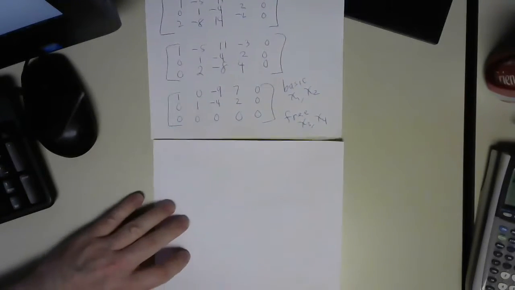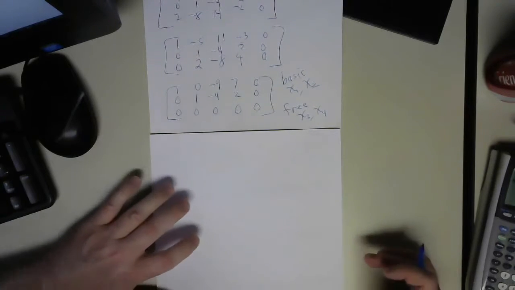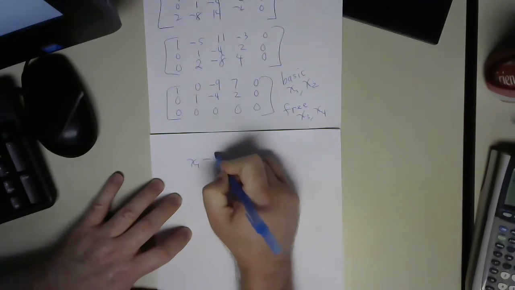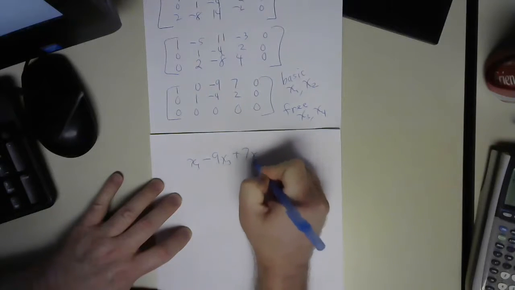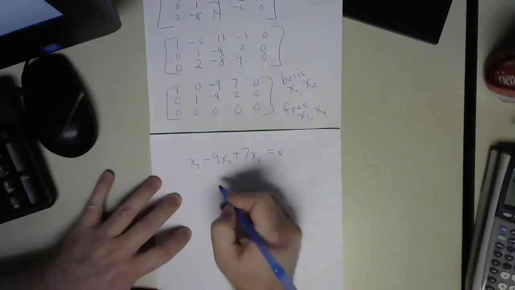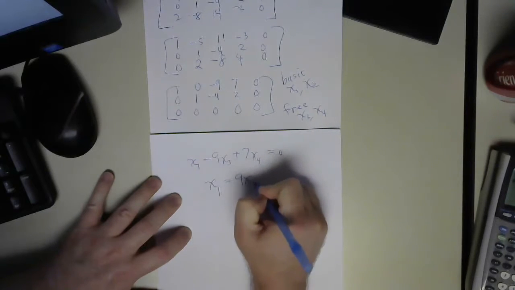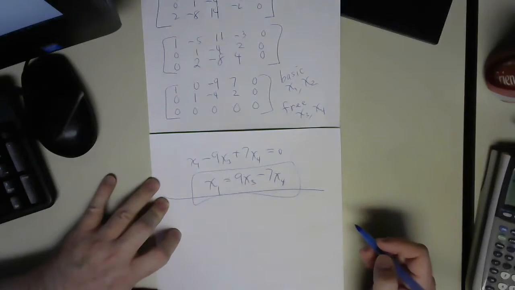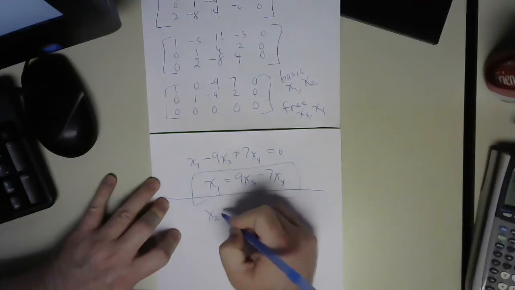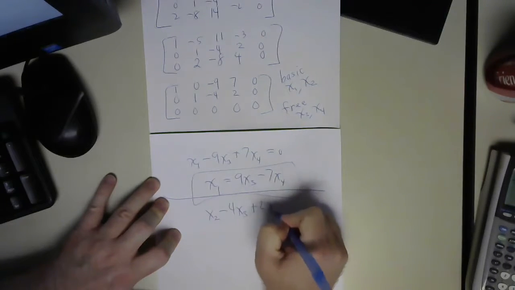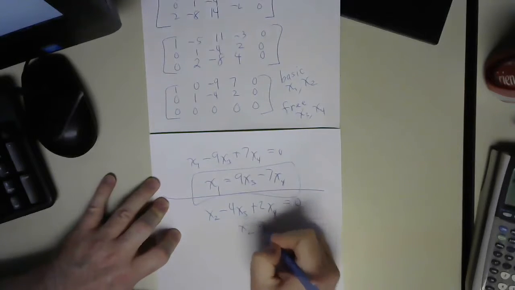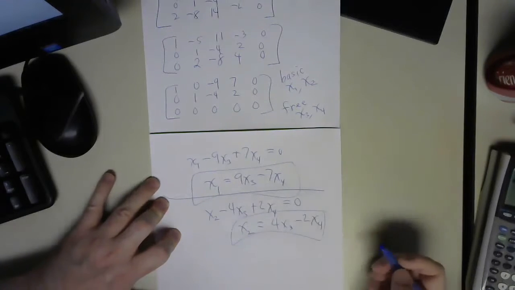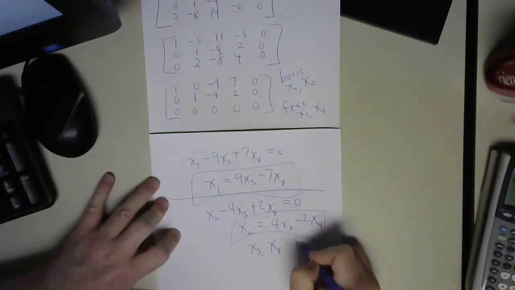So let's try to express the solution set, just like we did in previous sections. I'm going to go ahead and write the first equation. It's x1 minus 9x3 plus 7x4 equals 0. So let's solve for x1. And then we'll go ahead and write down the second equation from the matrix, which is x2 minus 4x3 plus 2x4 equals 0. Solve for x2. And just keep in mind that x3 and x4 are free.